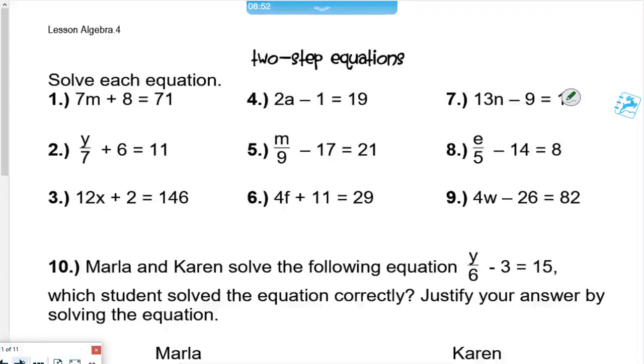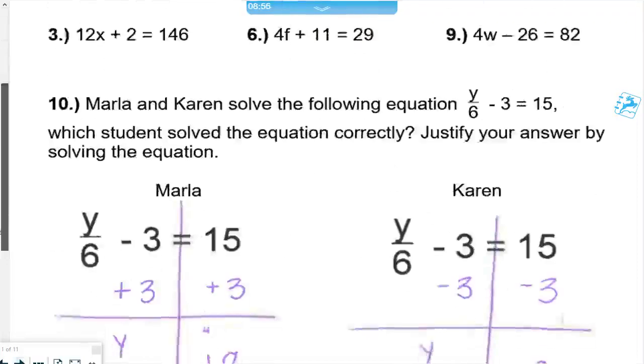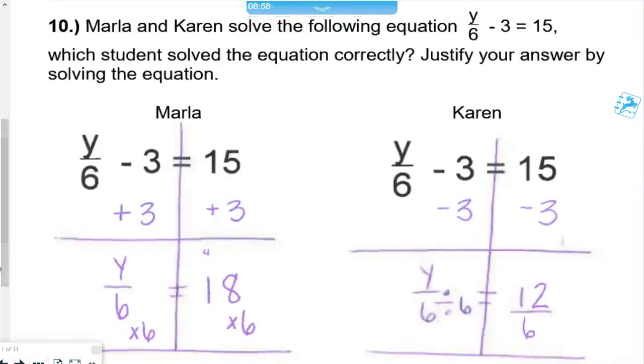All right, so our homework looks like this today. You're going to solve each equation. I'll do the first one, but I'm just going to come down here. So it says Marla and Karen solve the following equation. X divided by 6 minus 3 equals 15. Which student solved the equation correctly? Justify your answer by solving the equation.